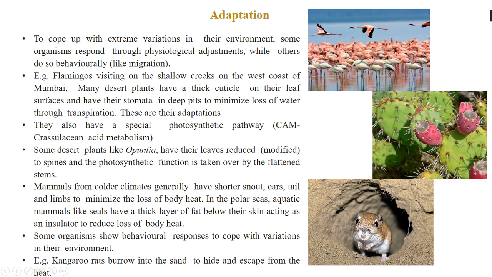Then again, if we take examples of animals, mammals in the colder climate generally have very short snout, short ears, short tail, and their limbs are also very short. This is again to minimize the loss of body heat. In colder climate, they have to maintain this body heat to survive, and to survive in that cold climate, parts of their body are reduced. The parts of their body are small.